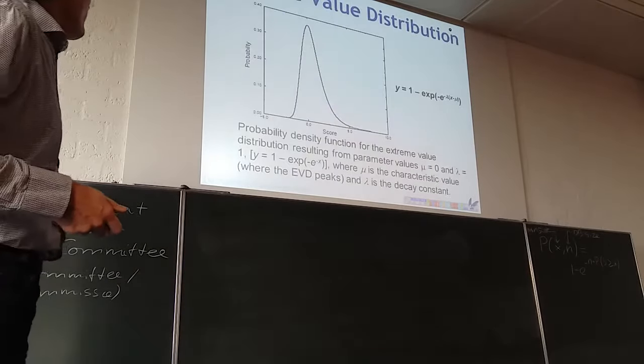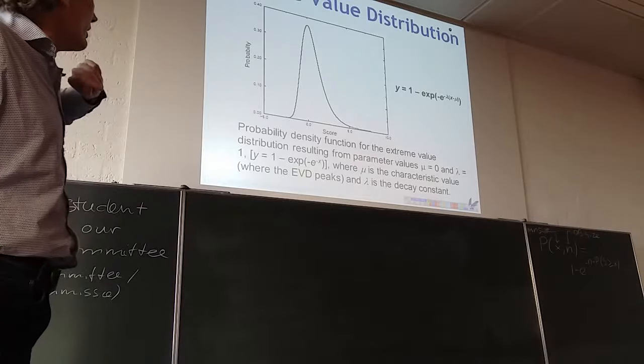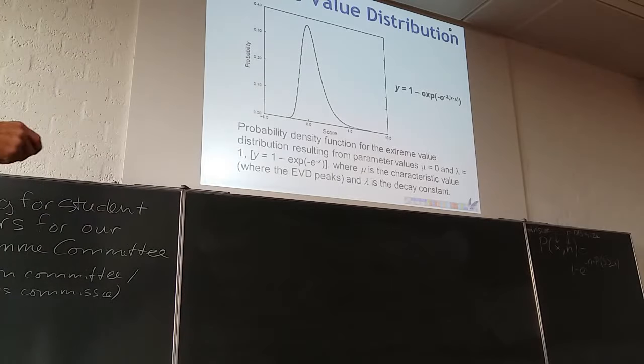Right, so this is what this extreme value distribution looks like. I'm not going to go into the theory behind that. This is the general shape, but it has two parameters. One is the mu, which is actually the position of the peak, and the other one is the lambda, which is actually the steepness.